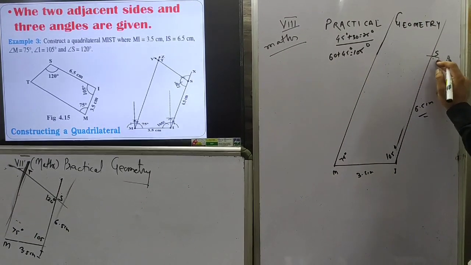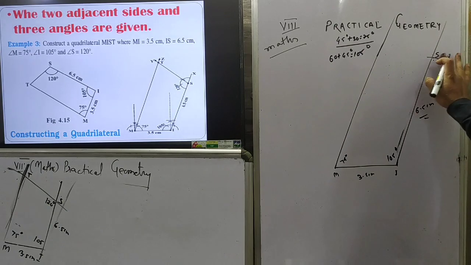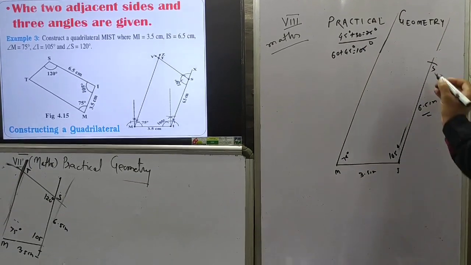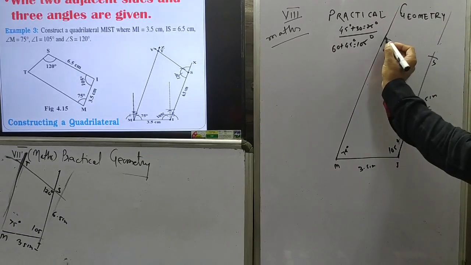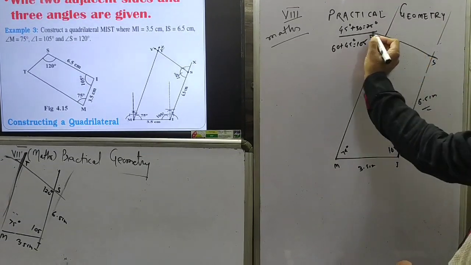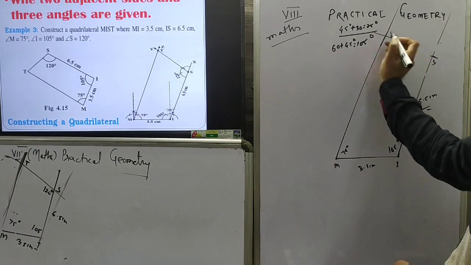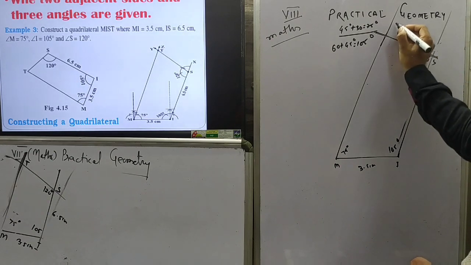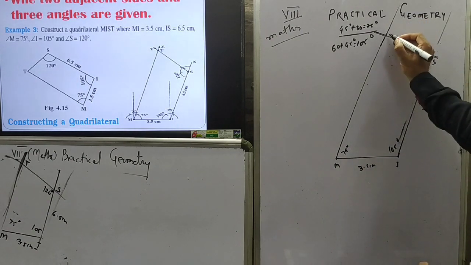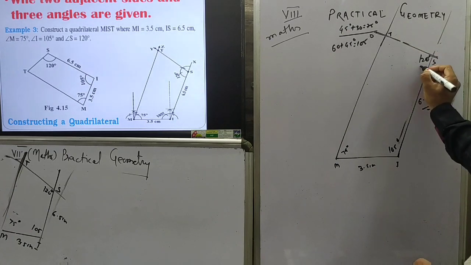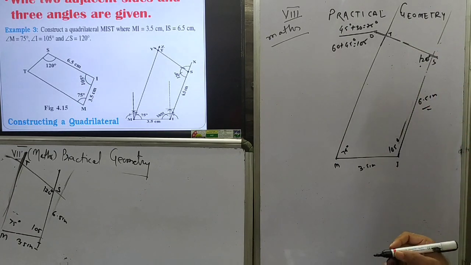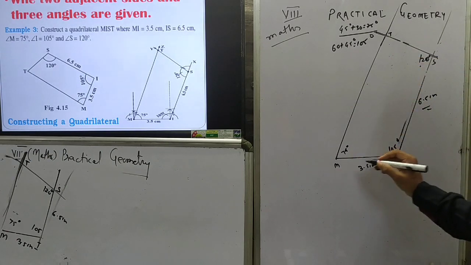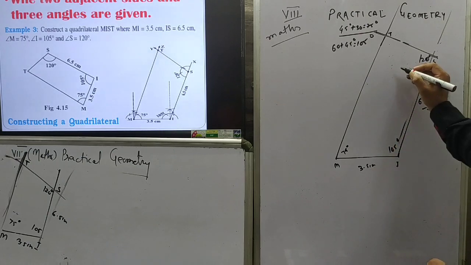Now at this point S, the angle is 120 degree. So you can construct the angle 120 degree. Construct this angle 120 degree at S, intersecting the ray at T. This angle is 120 degree, and this is how to construct quadrilateral MIST. This angle is 75, this is 105 degree, this is 120 degree.